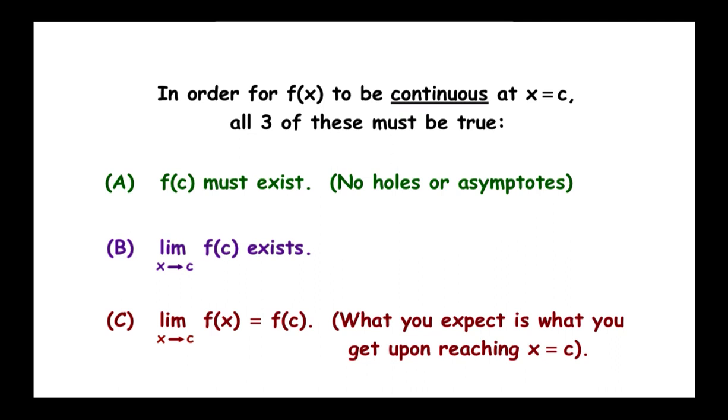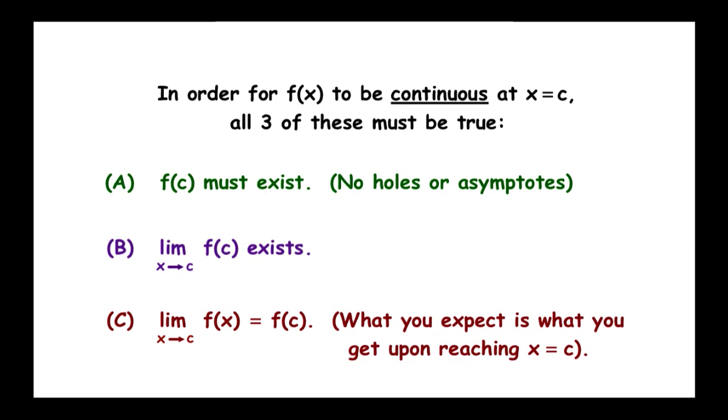The formal definition of what it means to be continuous is right here. And again, it kind of makes sense once you get through all the litigation. A, B, and C all must be true for the function to be continuous at x equals c. Let's see what that means.